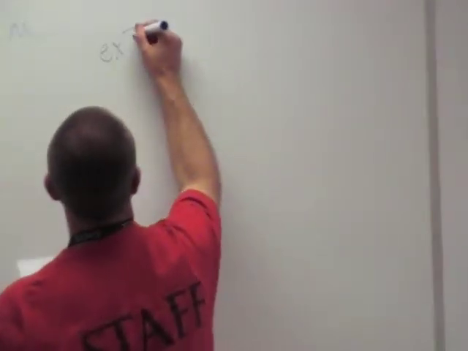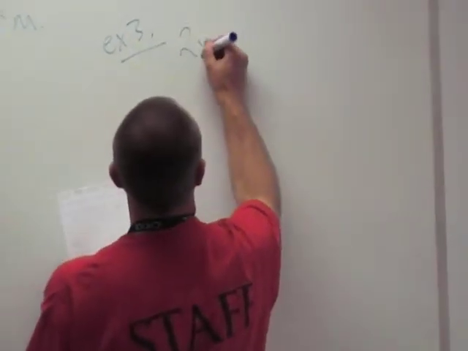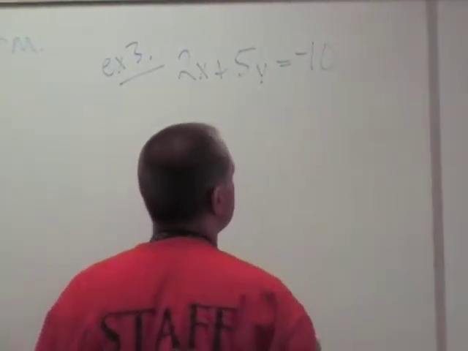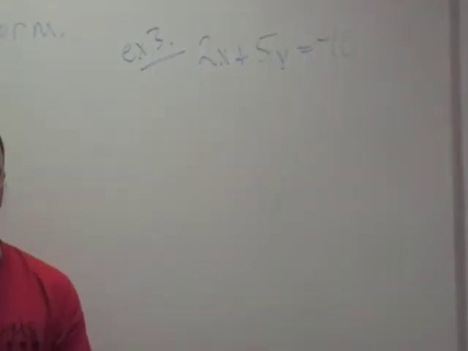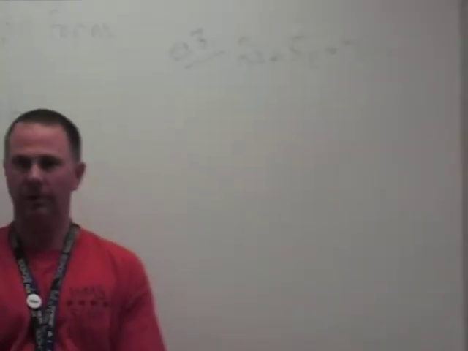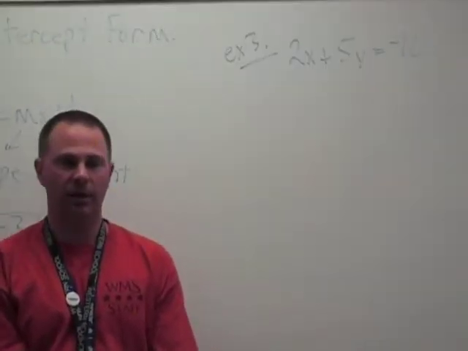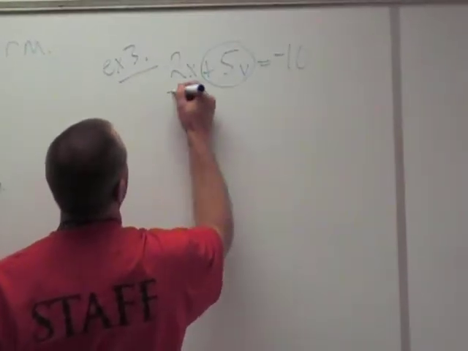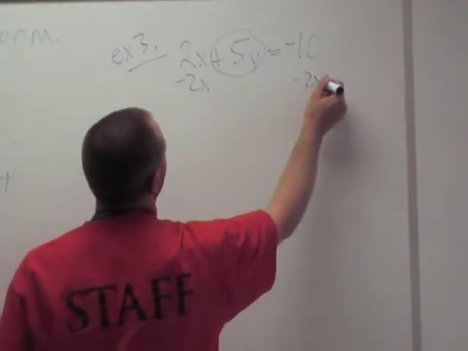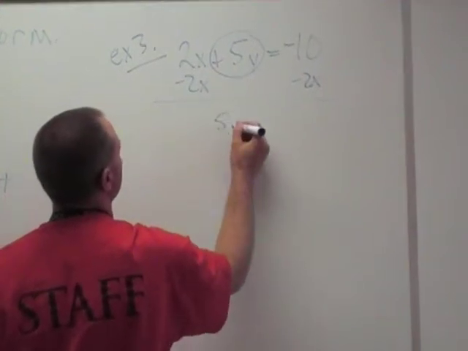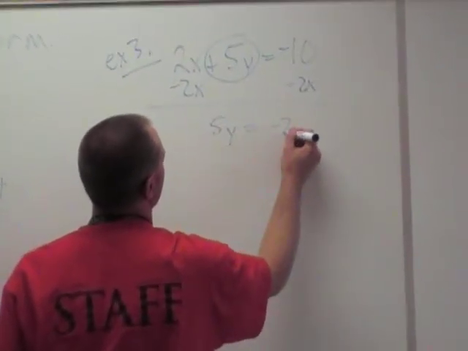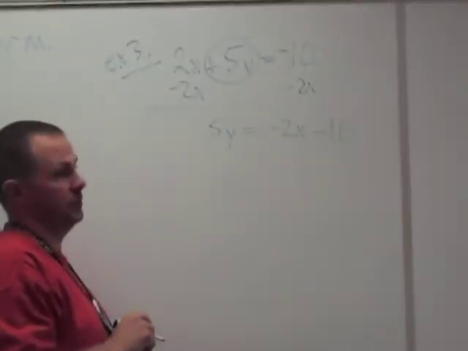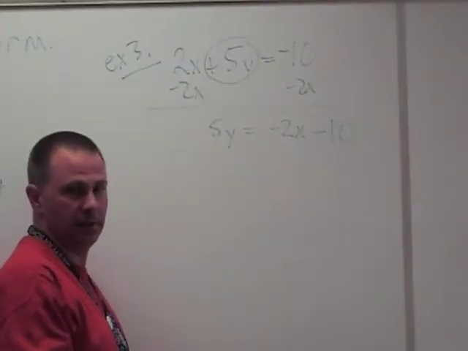Example 3 is 2x plus 5y equal to negative 10. What do you think we need to do? Isolate y. How do I do that, Nate? You're gonna subtract 2x. What do I get? Negative 10 minus 2x equals 5y. How about we put our x term first? You do plus negative 10 or just minus 10.